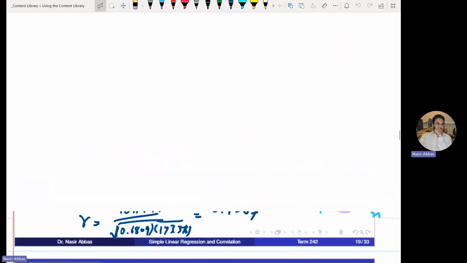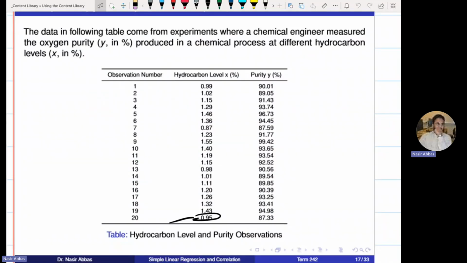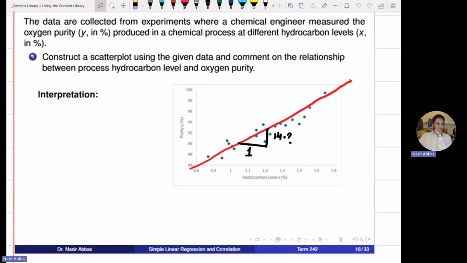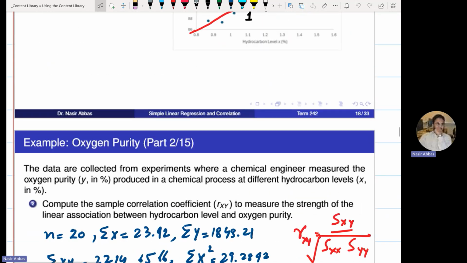In the previous class, we started this example where we said that the two variables are hydrocarbon level, x, and purity, y. The first part asked us to draw a scatter plot. Of course, in the exam, we will not ask you to draw the scatter plot, but we will give you the scatter plot and ask you to interpret it. So the first question says draw a scatter plot and comment on the nature of the relationship. We drew the scatter plot and we said that it's a linear, positive, strong association between X and Y.